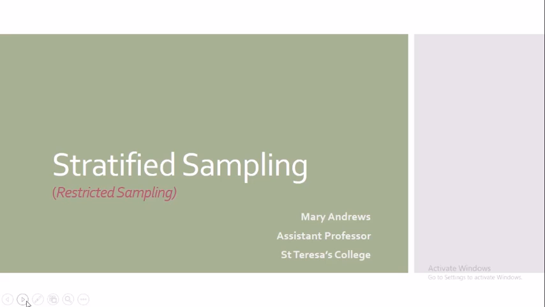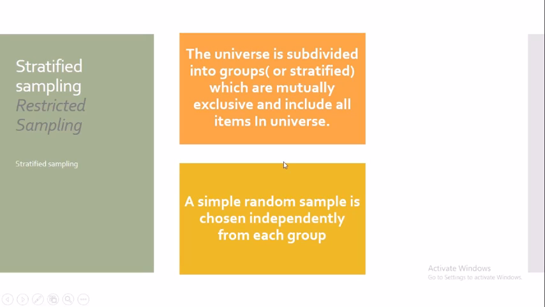Stratified sampling, which is a kind of restricted sampling. Now, in stratified sampling, the universe or the population is divided into groups, or strata, which are mutually exclusive and include all the items in the universe or population. After dividing into groups or strata, a simple random sample is chosen independently from each group. That is, we apply simple random sampling to each group or stratum for the final selection of our required sample.